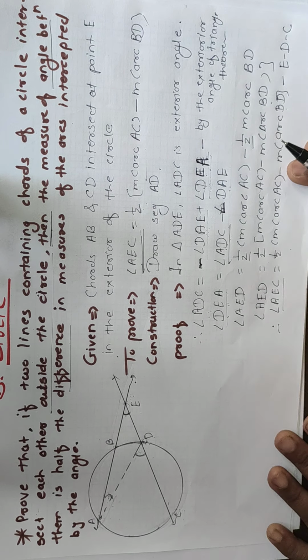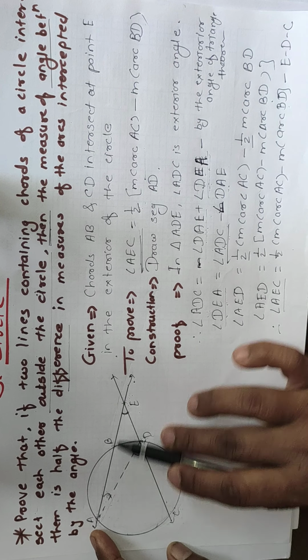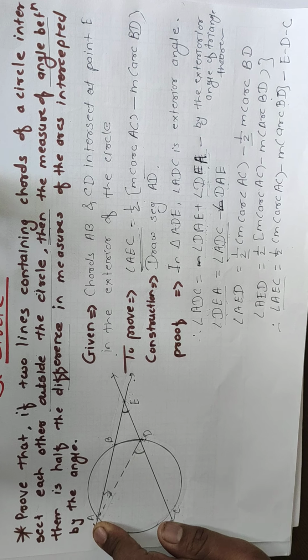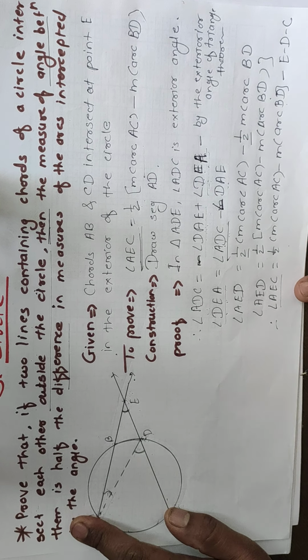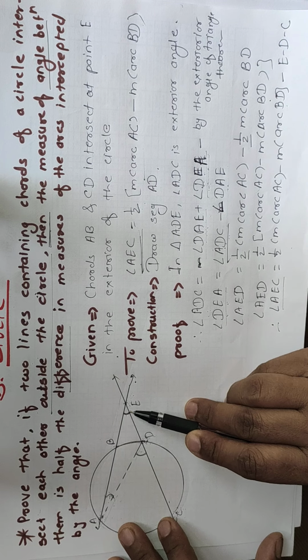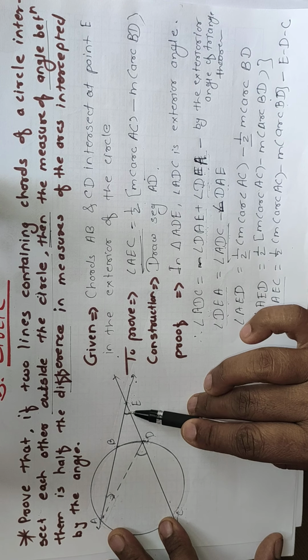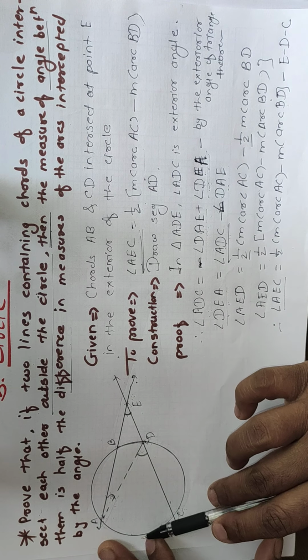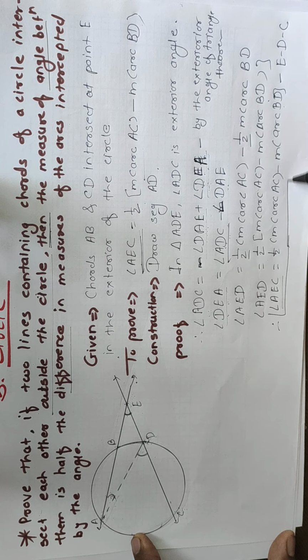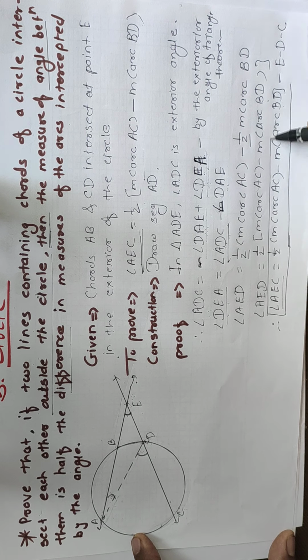In this way, you can prove that if two chords intersect each other externally, then the measure of the angle made by the chords is 1/2 the difference between the arcs intercepted by them. So this we have to use at the time of solving examples.